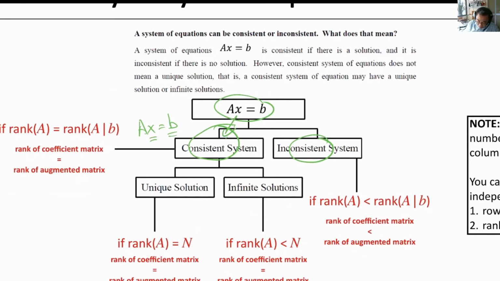The unique solution of x and infinite solutions of x. Unique means that there is only one vector of x that can solve Ax equals B, while infinite means that there are many sets of x and Ax will still equal B for different types of x.